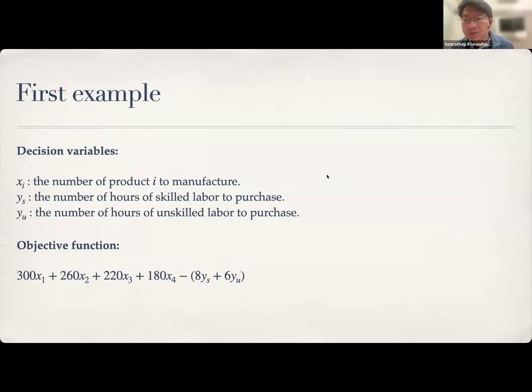And the objective function, we write this way. We know the price of product 1, the price of product 2, price of product 3, and product 4, right? And this is the number of each product produced, okay? So we write this way. And what about the cost? Cost depends on the skilled labor and unskilled labor. This is the skilled labor and unskilled labor, and this is the number of hours we purchase.